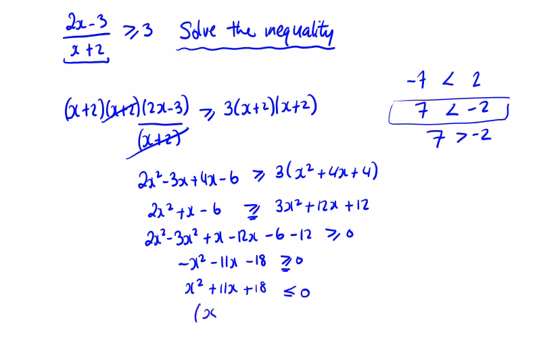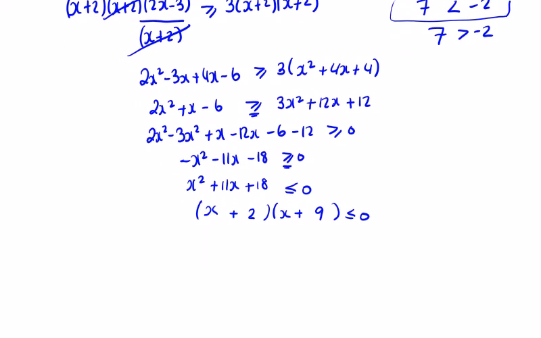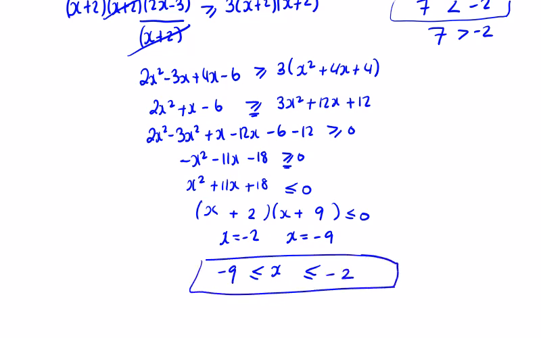So we have x times x to give x squared. 9 by 2 to give the product to be 18 and the sum to be plus 11. So our solutions will be x equals minus 2 or x equals minus 9. But the way we write it in inequalities, we put the smallest number on the left, the biggest number on the right, and this is the solution set for this inequality.